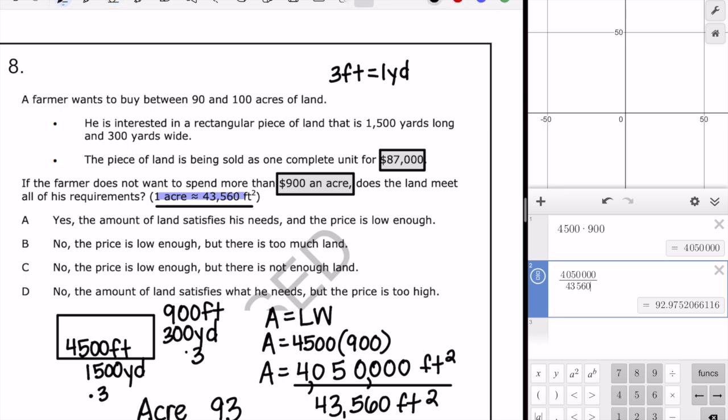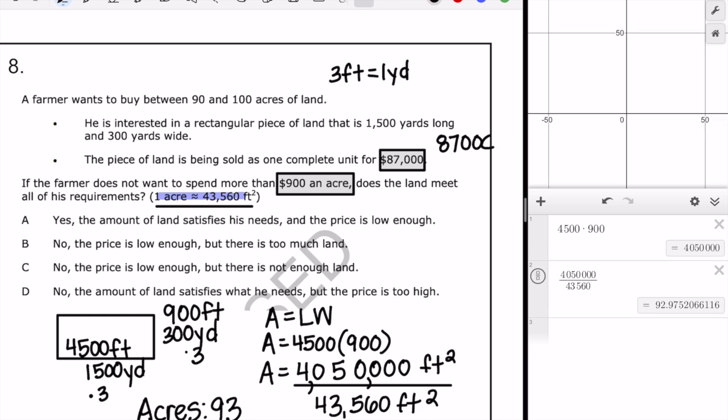Now we need to figure out how much each acre by itself is. So we're going to say, okay, they're trying to sell it for 87,000. We're going to divide it by 93.